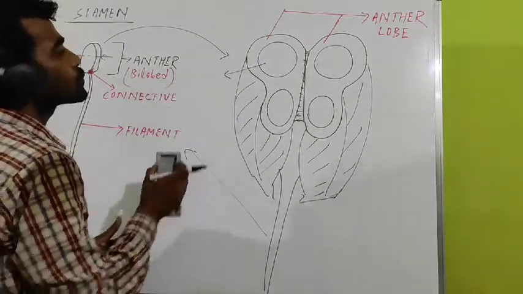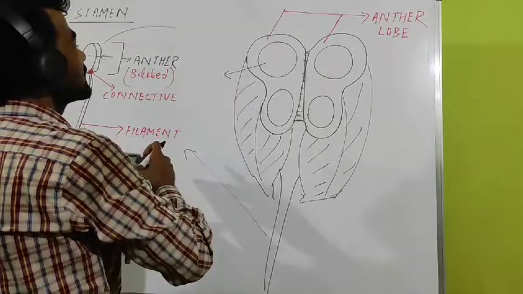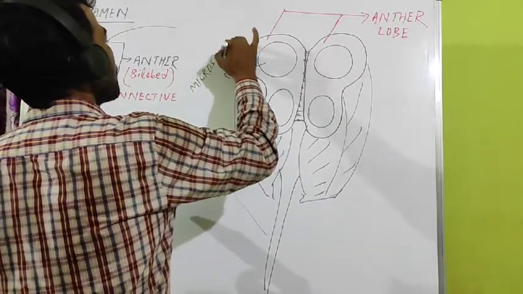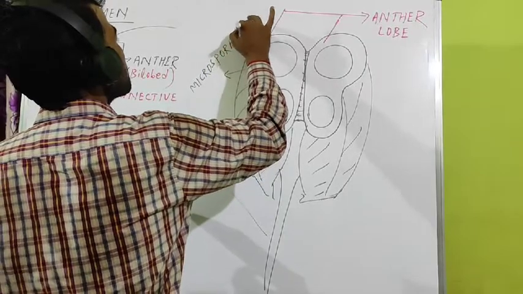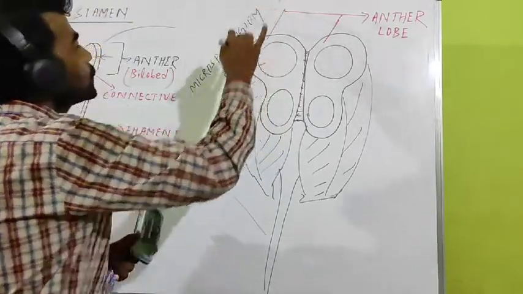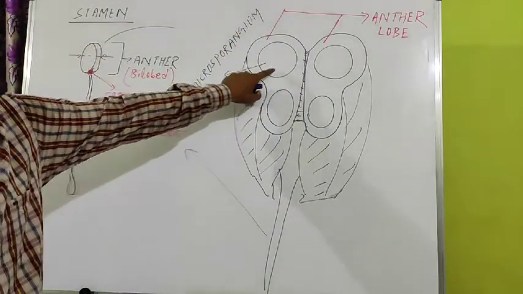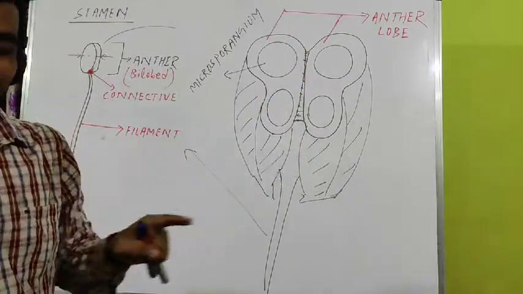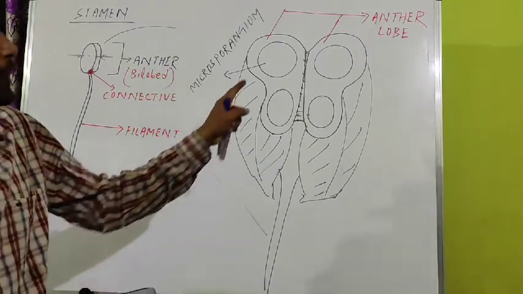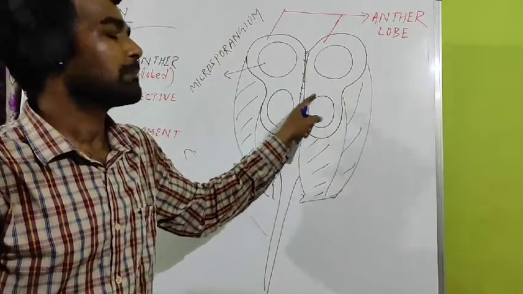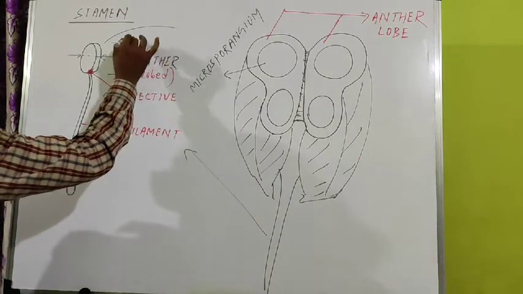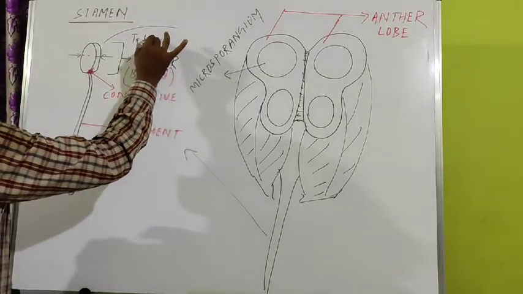Microsporangium. This structure is called as a microsporangium. So two microsporangia are found in each anther lobe. But in total anther, in a single complete anther, you find 4 microsporangia. So that's why anther is tetrasporangiate in nature. Each anther is tetrasporangiate.